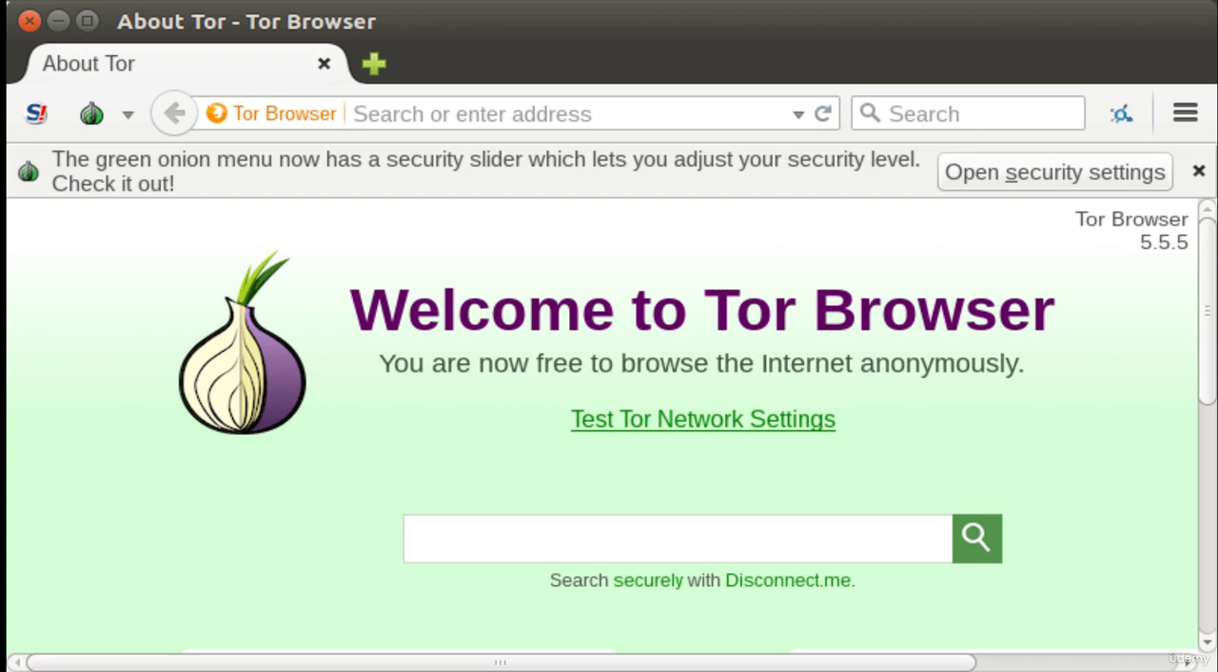Why anonymity matters? Tor protects you by bouncing your communications around a distributed network of relays run by volunteers all around the world. It prevents somebody watching your internet connection from learning what sites you visit, and it prevents the site you visit from learning your physical location.